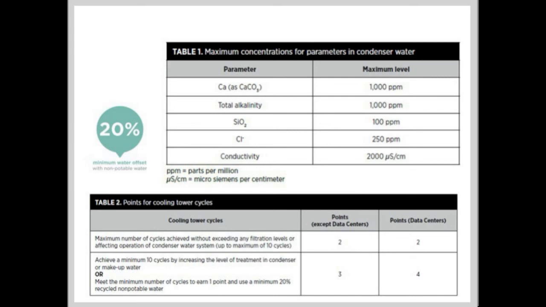To earn 3 points for data centers and 4 points for other projects, demonstrate one of the following. Achieve a minimum of 10 cycles by increasing the level of treatment in condenser or makeup water, or meet the minimum number of cycles to earn 1 point and use a minimum 20% recycled non-potable water. There are no performance requirements for this credit.